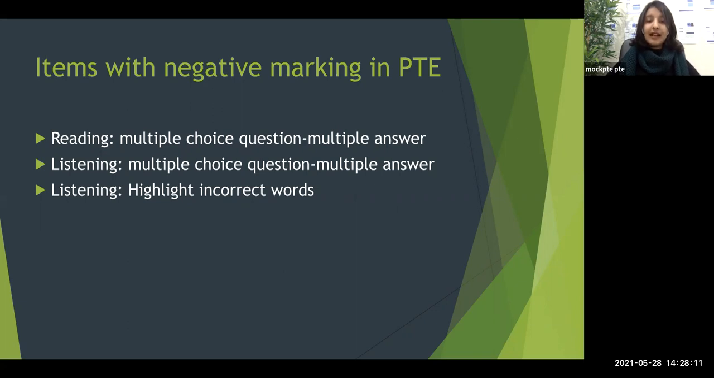Now, listening highlight incorrect words. Listening highlight incorrect words is a task where you will be listening to an audio. The exact same transcript of the audio will be given on the screen, but in the transcript, some of the words will be mismatching to the audio. It may not be matching to the same word that they say in the audio. For example, in the audio, they might say accept, and in the passage, it will be written except.